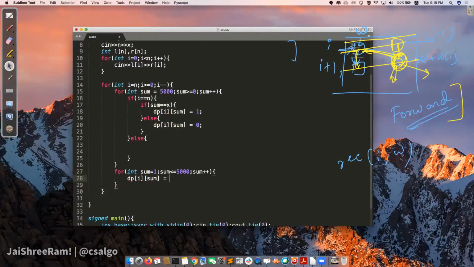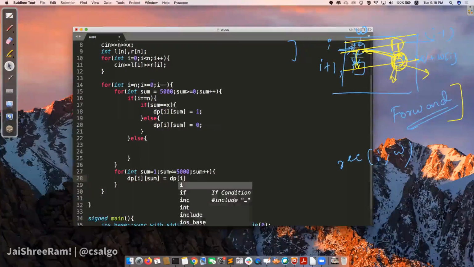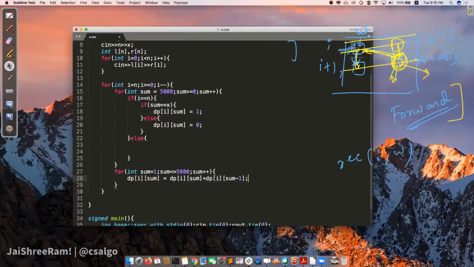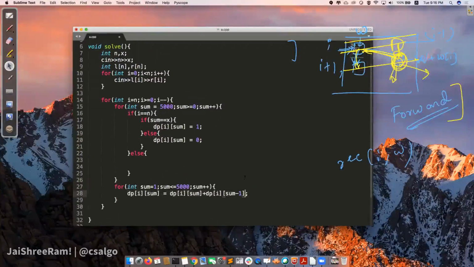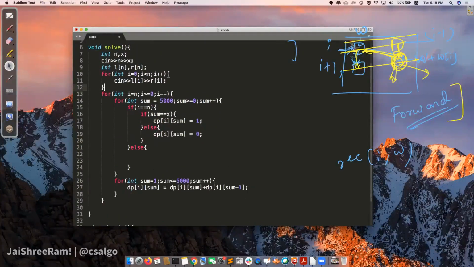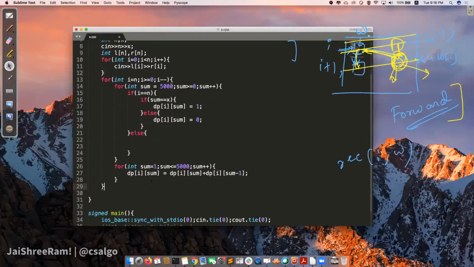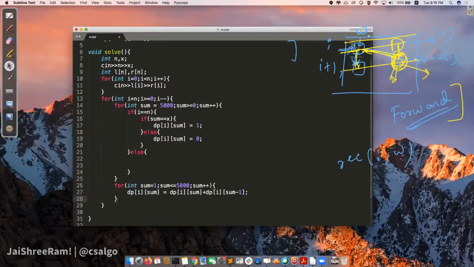So dp of i comma sum is going to be equal to dp of i comma sum plus dp of i comma sum minus 1. So this is just creating a prefix sum on this particular row. Make sense? Now, of course, in the original problem, you might need to do modulo and other things. I'm not handling that over here. It might overflow. In fact, it will overflow in this particular implementation, but we can take care of mods here and there, okay?